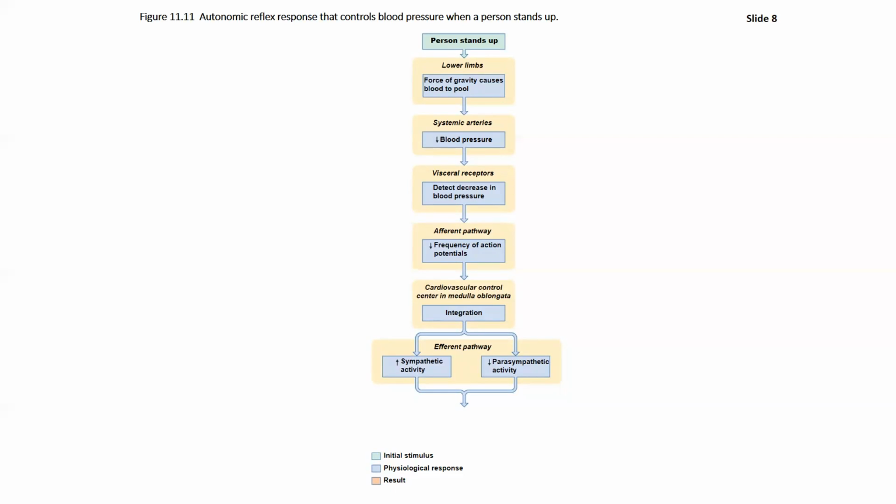Now, we talked about two types of fibers, two pathways. Signals going from effector tissues or visceral receptors up to the central nervous system are afferent signals on afferent pathways, versus signals that are coming from the central nervous system back down to the effector tissue are going to be doing so on efferent fibers. Okay, so the brain sends this signal to the heart, telling it to increase its sympathetic activity and in the same breath decrease its parasympathetic activity.